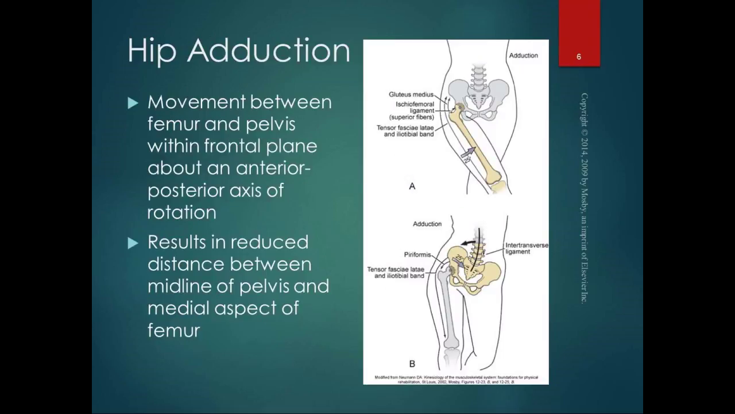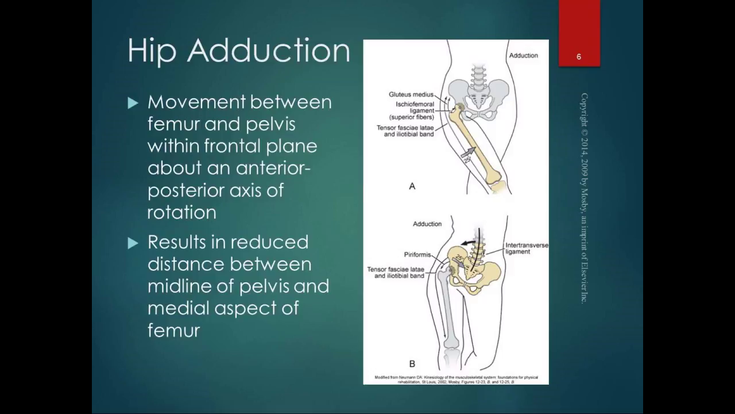Hip adduction is the movement between the pelvis and the femur in the frontal plane about an anterior-posterior axis of rotation, and we know that the line of pull of the muscles has to be medial to the anterior-posterior axis. So what muscles do you think might do hip adduction? Hip adduction results in a reduced distance between the midline of the pelvis and the medial aspect of the femur.